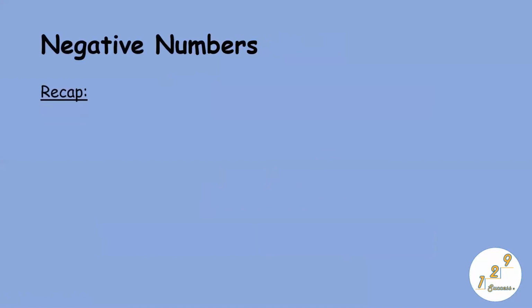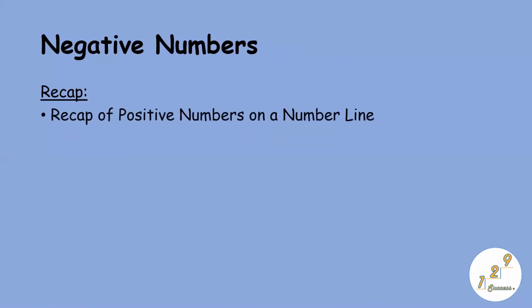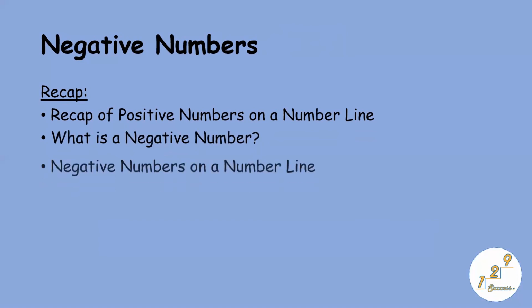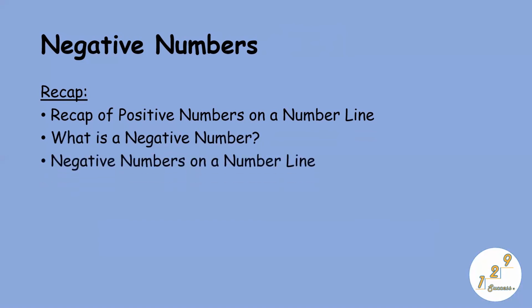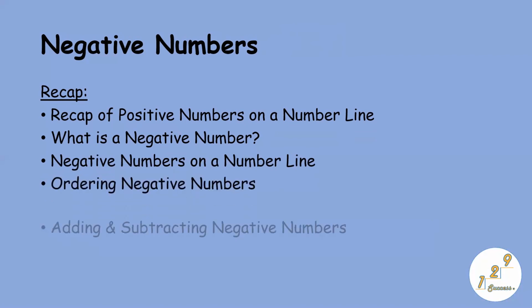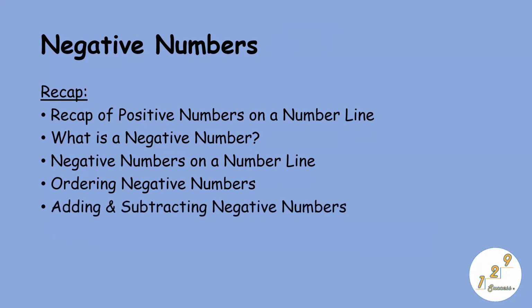Okay, so in today's session, we recapped positive numbers on a number line. We learned what a negative number is. We looked at negative numbers and using them on a number line. We learned how to order negative numbers, and we learned how to add and subtract negative numbers. If you're unsure of any of these, have a look back through the rest of the video and have a go again.